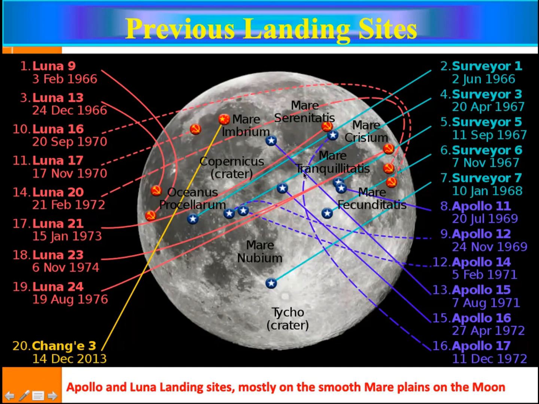But now technology is getting advanced, so the planetary scientists are aiming to land in other regions, because the Mare covers only 17% of the lunar surface, and the other region covers 83%. So we need more materials from this particular region.